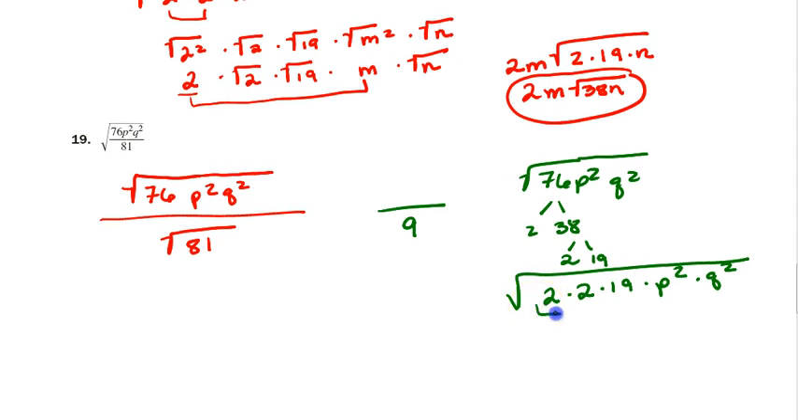All right, 2 times 2 leaves me with a 2. 19 can't be factored out. The square root of p squared would be p. So I can take my p out and my q can come out. So I end up with 2pq times the square root of 19. So that would go on top.